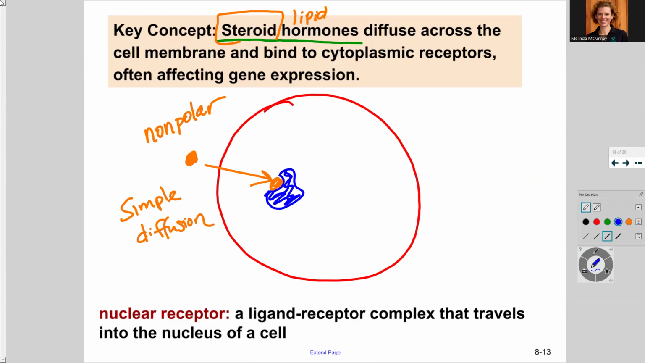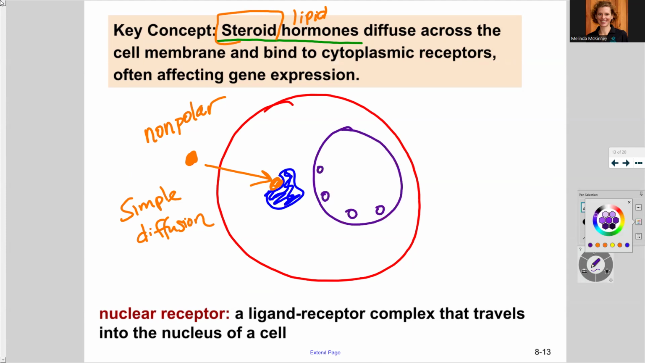So again, the nucleus is where we store our DNA. So you've got the DNA protected, safe in the nucleus. It has these pores that allow things in and out of it. So this is going to go inside, right? And if it's going into the nucleus, this is called a nuclear receptor. It's going to take it inside. So the whole thing's going to go inside.